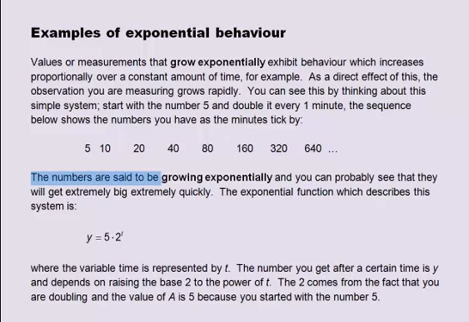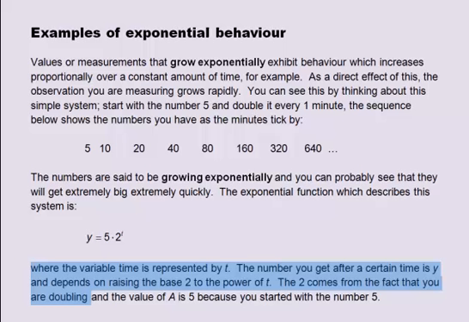The numbers are said to be growing exponentially, and you can probably see that they will get extremely big extremely quickly. The exponential function which describes this system is y equals 5 multiplied by 2 to the power t, where the variable time is represented by t. The number you get after a certain time is y, and depends on raising the base 2 to the power of t. The 2 comes from the fact that you are doubling, and the value of a is 5 because you started with the number 5.